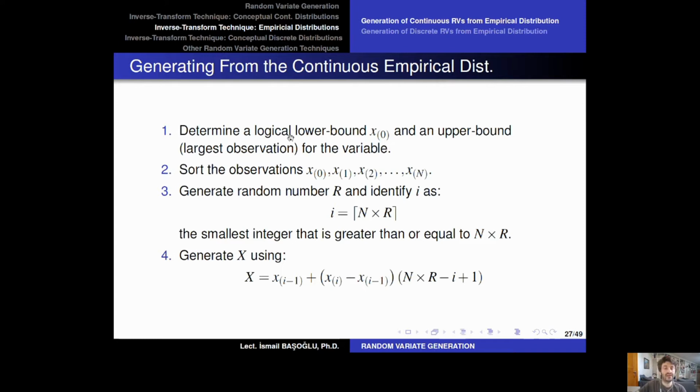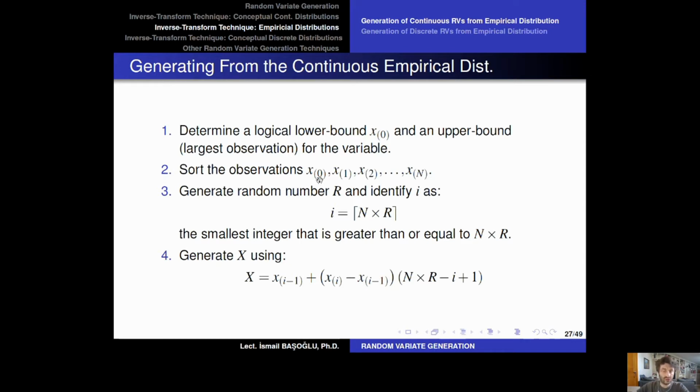So it says determine a logical lower bound and an upper bound for the variable. Now you have so many observations. The logical lower bound and the logical upper bound can simply be the minimum of the observations and the maximum of the observations. But in some cases, you can also add an extra logical lower bound and logical upper bound. But once you determine this, we are going to sort all of our observations from x0 to xn.